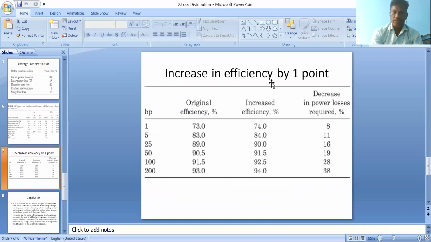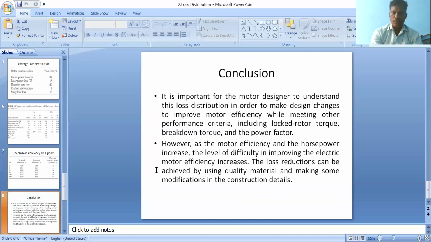And increase in efficiency by 1 point. Suppose a 1 HP motor, original efficiency 73%. If we increase it by 1%, the decrease in power loss required is 8%. Decrease in power losses is 8%. Suppose a 5 HP motor, 85%, increases. The decrease in power losses is 11%. Like that for the 25 HP, 50 HP, 100 HP, and 200 HP motors.